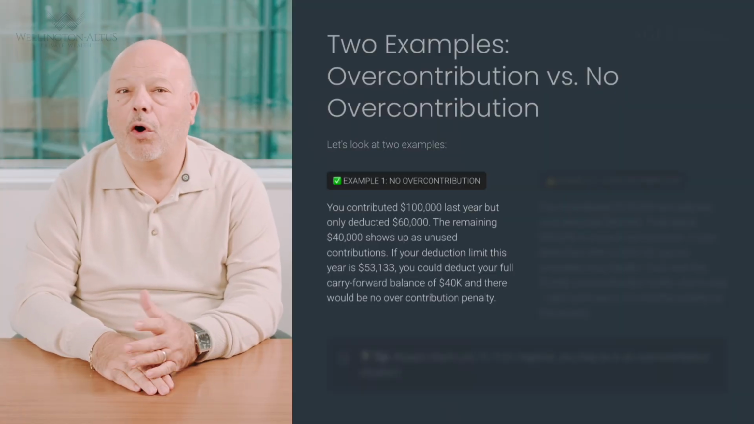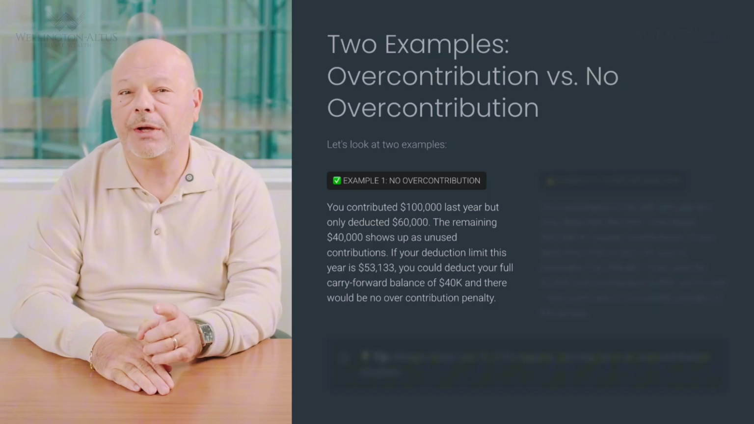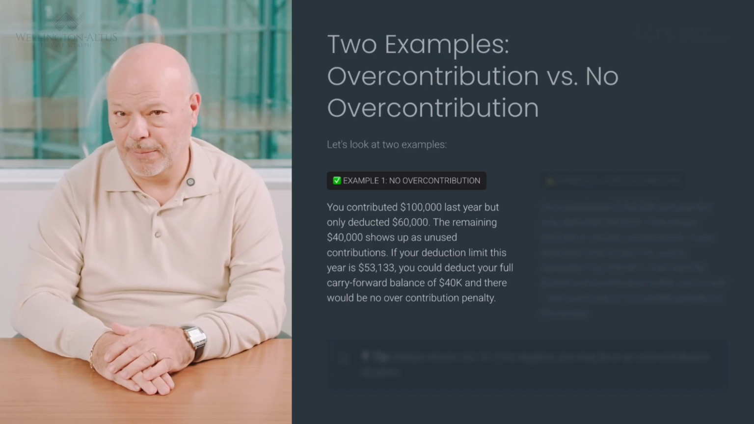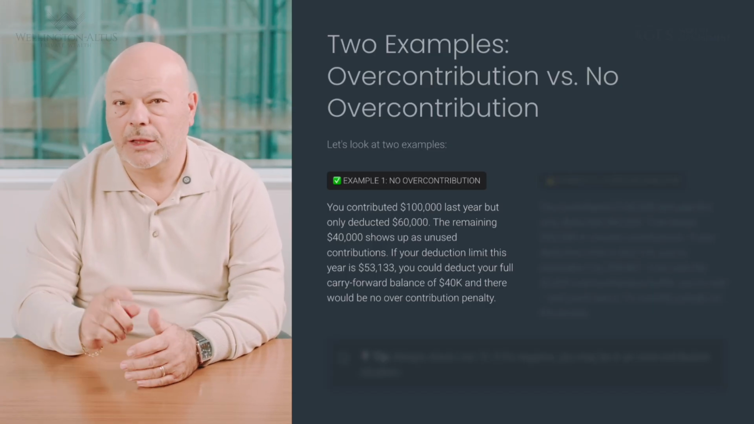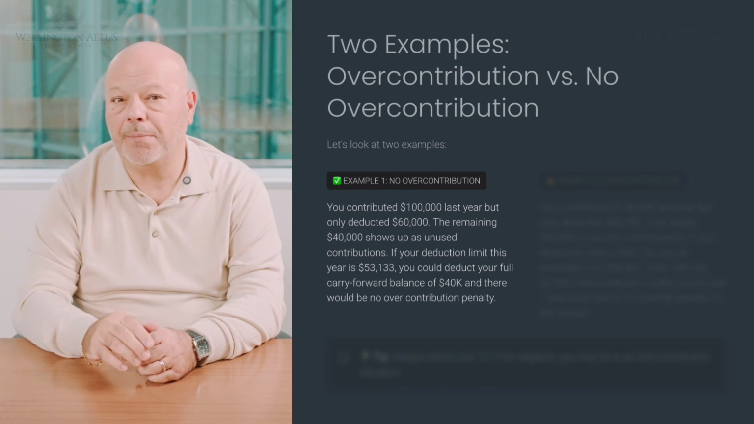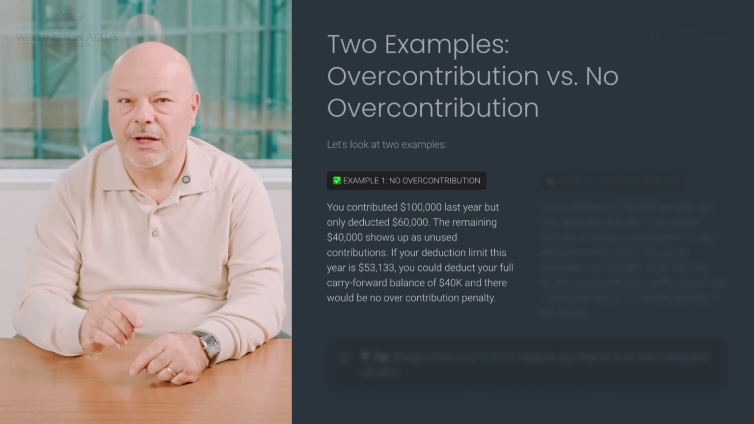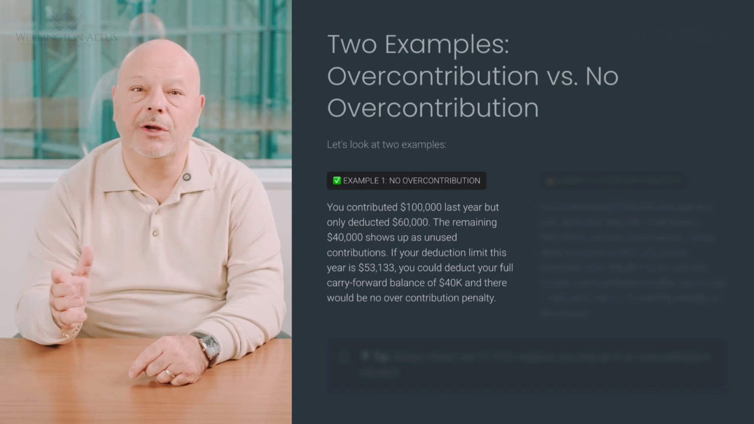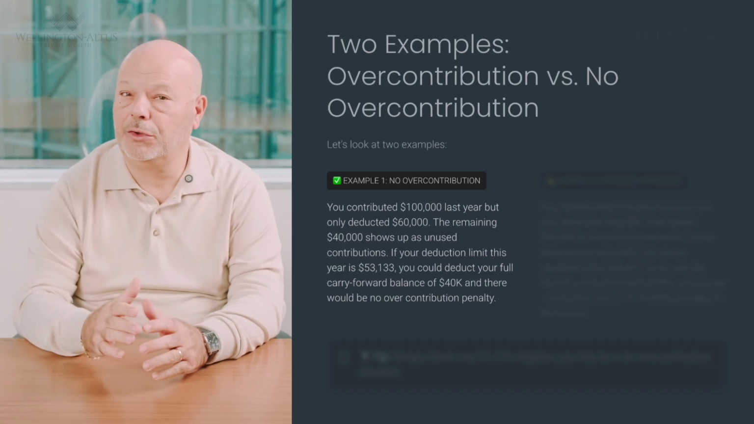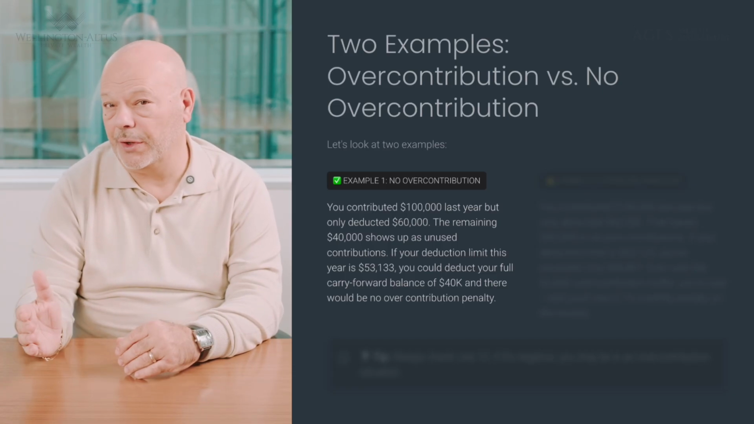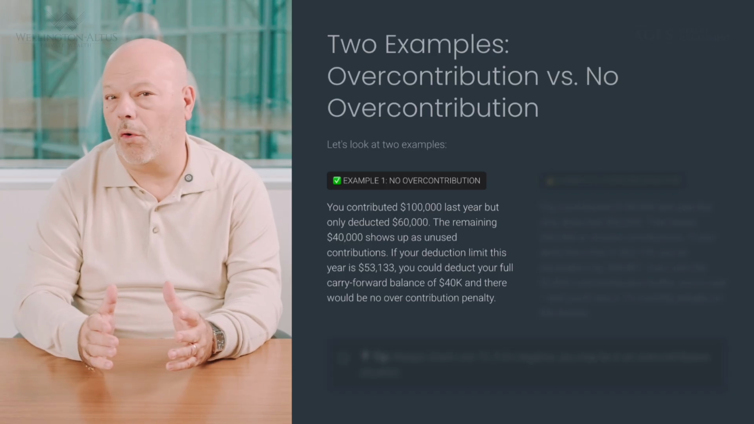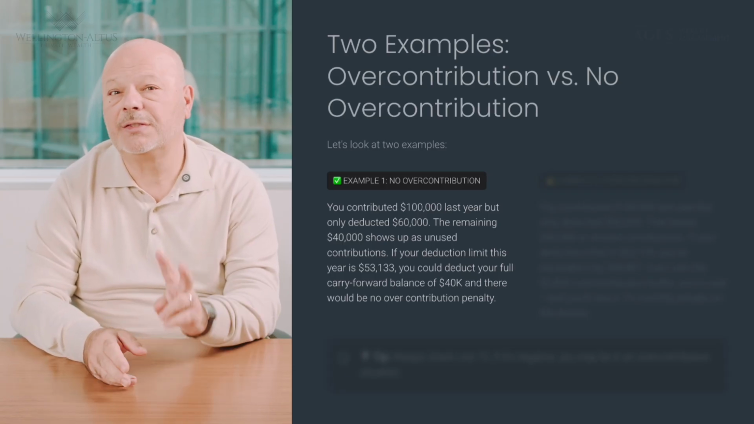Example 1, overcontribution. So you contributed $100,000 last year, but only deducted $60,000. The remaining $40,000 shows up as unused contributions. If your deduction limit this year is $53,133, you could deduct your full carry forward balance of the $40K and there would be no overcontribution penalty. Let's look at a second example.